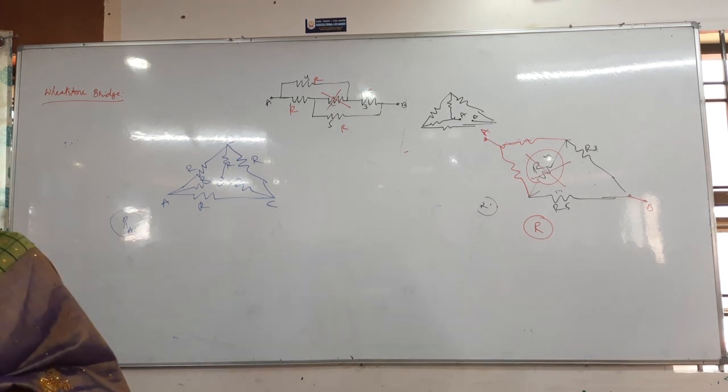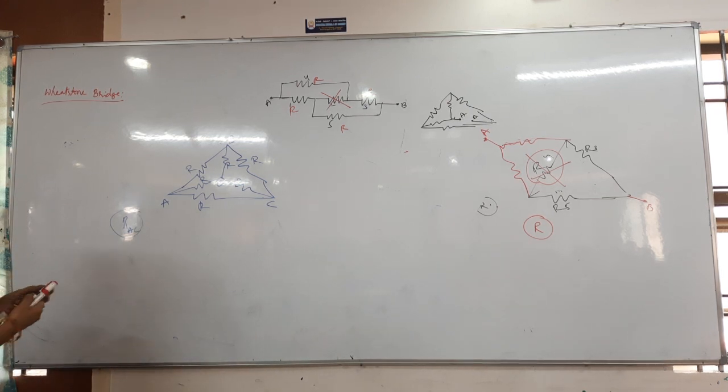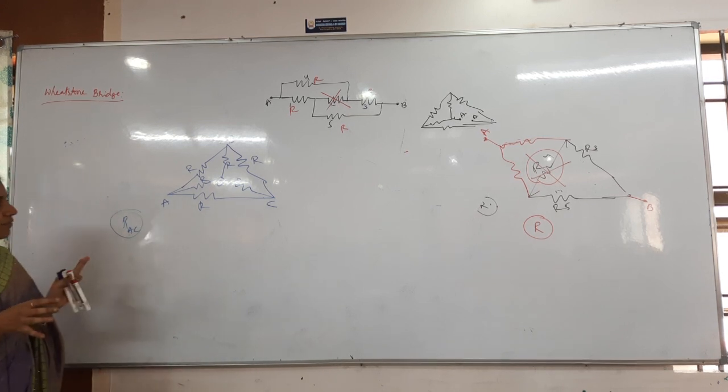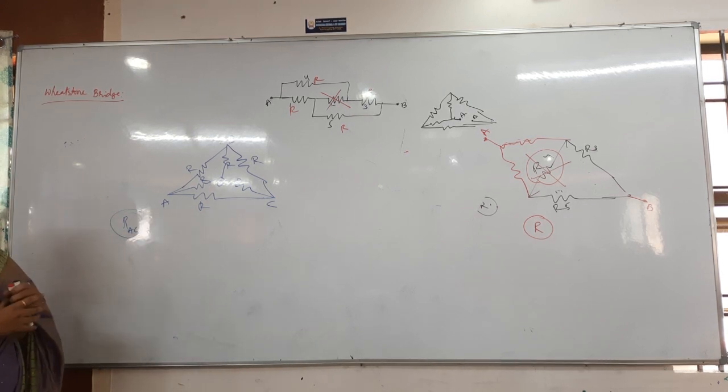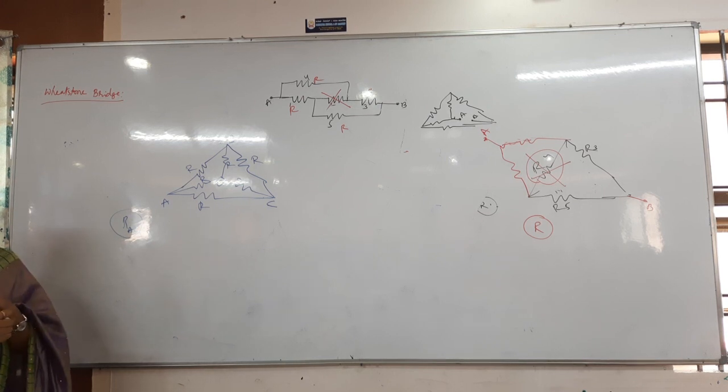Answer is R by 2. R by 2 is the correct answer. I will redraw the circuit here. Whenever you see this, you just select the five resistors which are symmetric. Which part is symmetric here? Nothing but which part can form the Wheatstone bridge by using the 5 resistors.